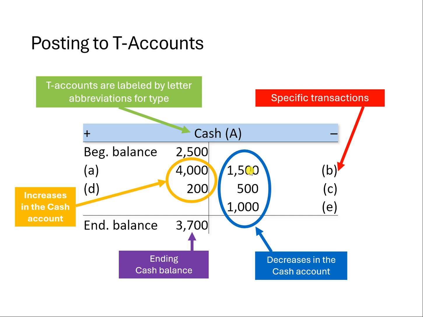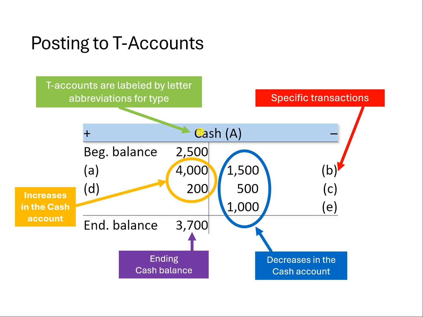I have 3 credits, meaning I'm going to reduce cash 3 times. And from there, I'm going to have an ending balance. Right, this is the ending cash balance, which will be reported on the balance sheet. Okay, we call this posting journal entries to T accounts. This is a very important process.